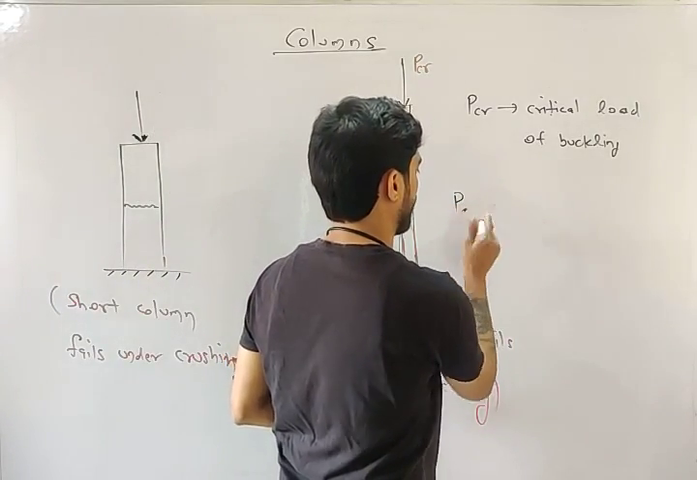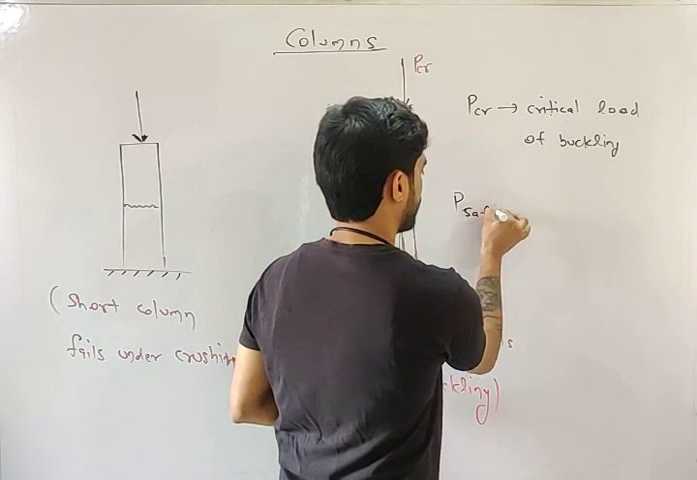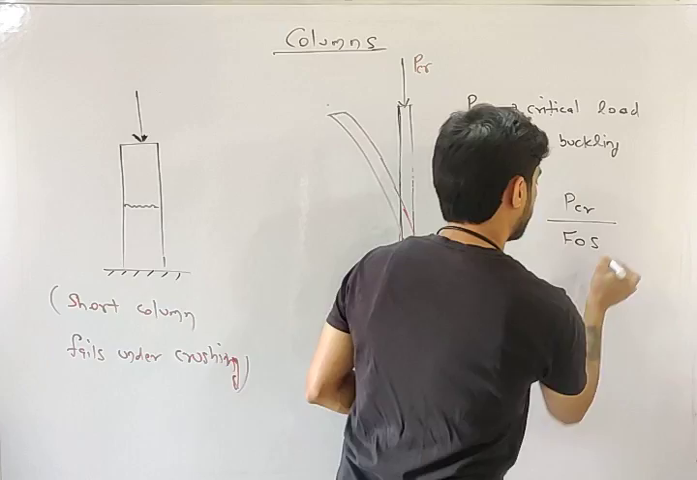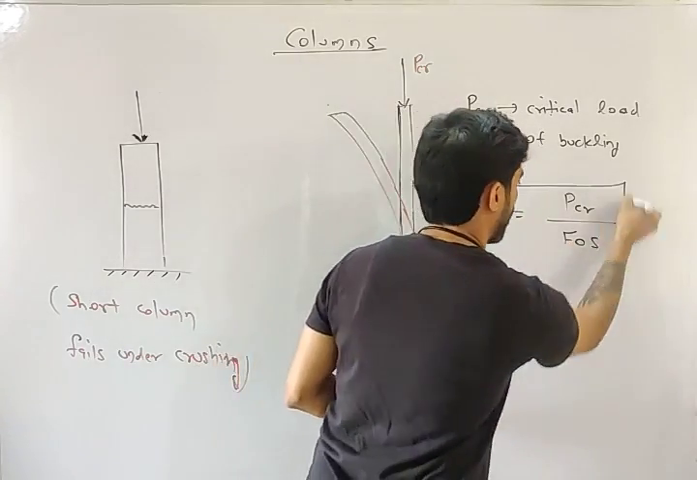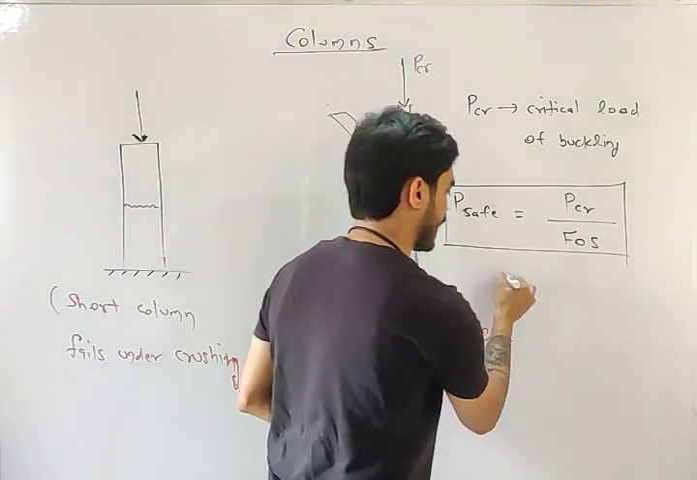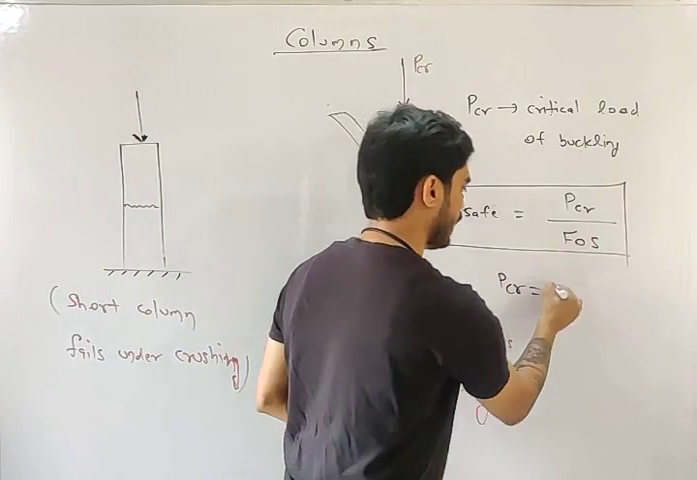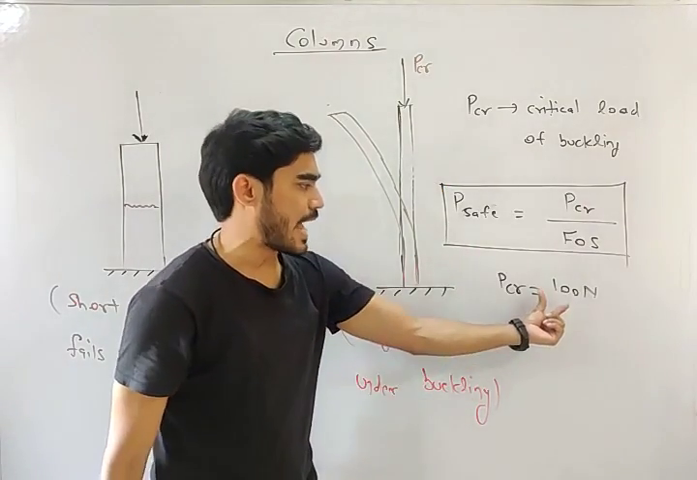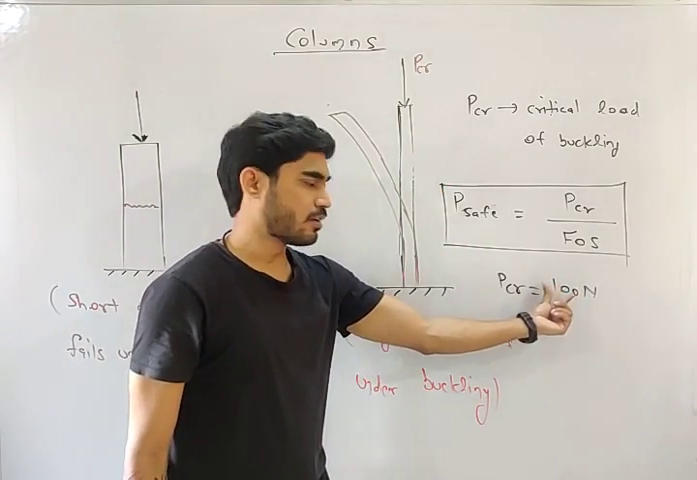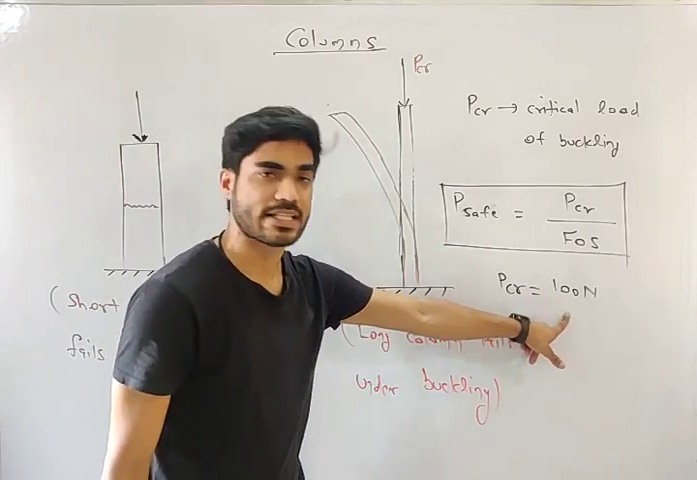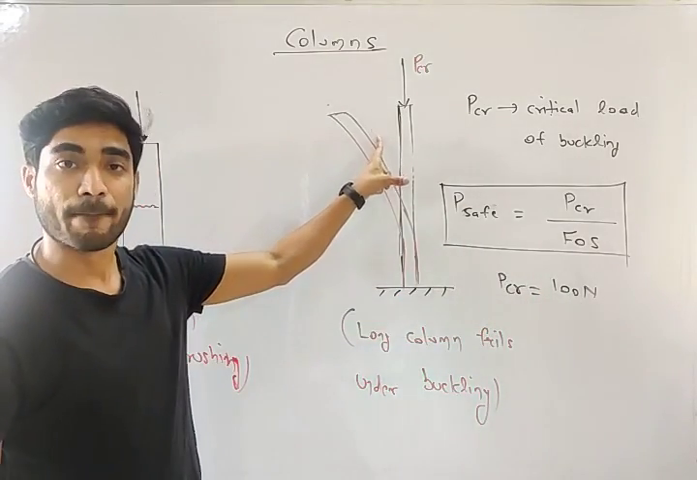What will be the safe load, my friend? The safe load should be equal to P critical divided by the factor of safety. Let's say your P critical is 100 Newton. You should never apply 100 Newton. The load should always be less than 100 Newton, because if the load reaches 100 Newton, your column will buckle.